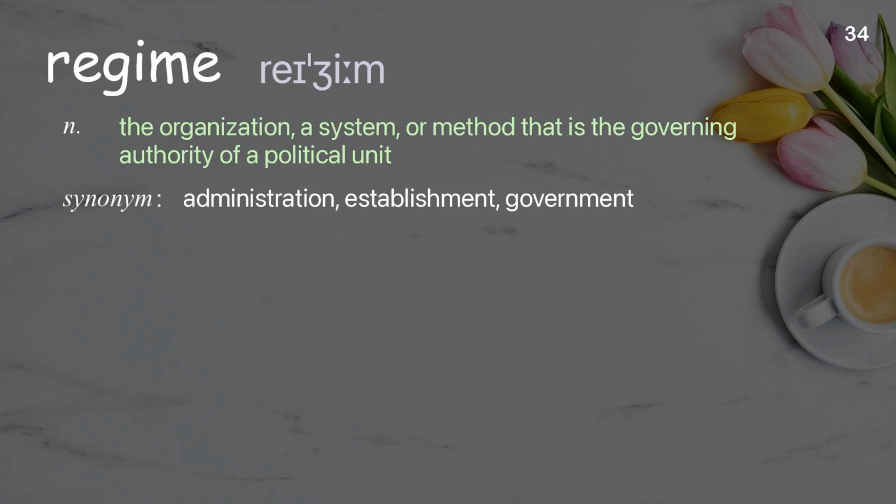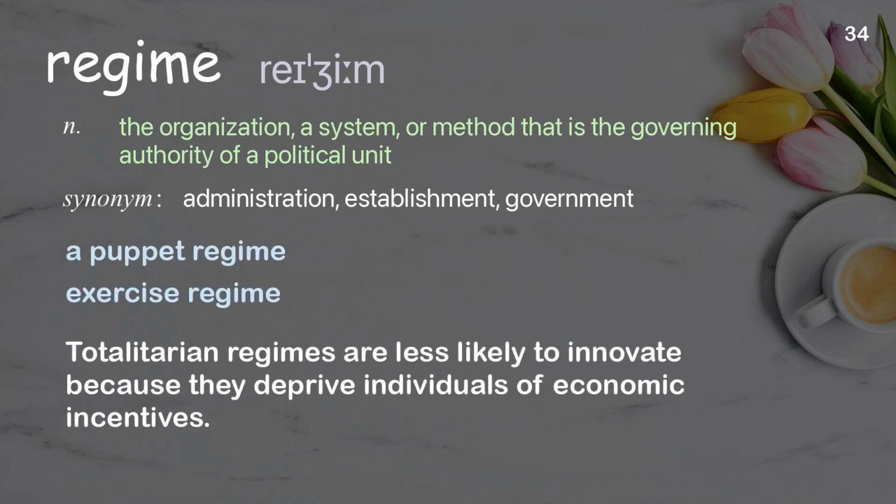Regime. The organization, system, or method that is the governing authority of a political unit. Examples: a puppet regime, exercise regime. Totalitarian regimes are less likely to innovate because they deprive individuals of economic incentives.